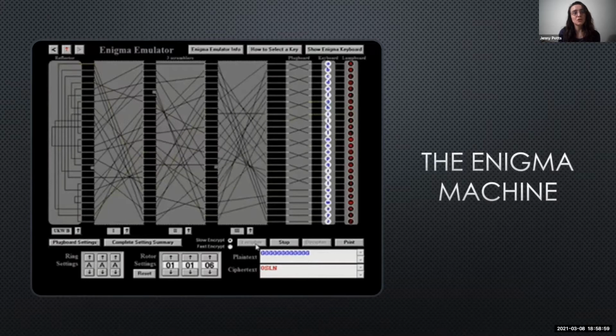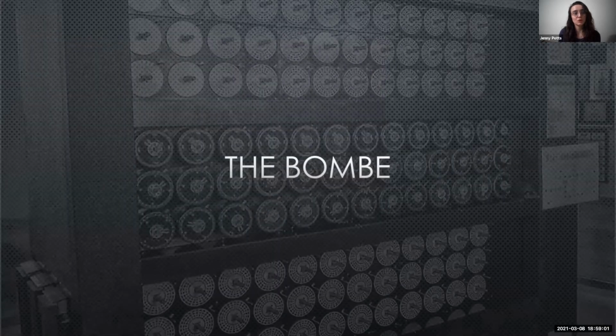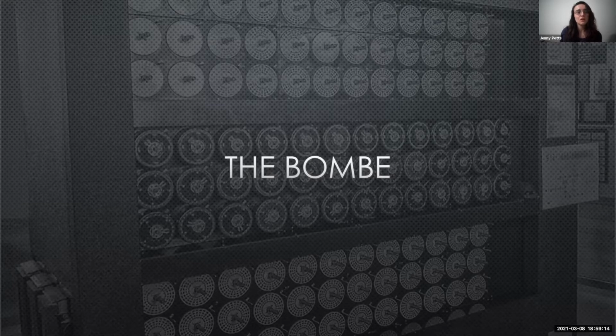The Bombe machine was built to crack the Enigma code. It followed up on the work of Polish mathematicians and was successfully created by Alan Turing and fellow codebreaker Gordon Welchman at Bletchley Park in the United Kingdom. Bombes were 7 foot wide, 6 foot tall, and weighed a literal ton.